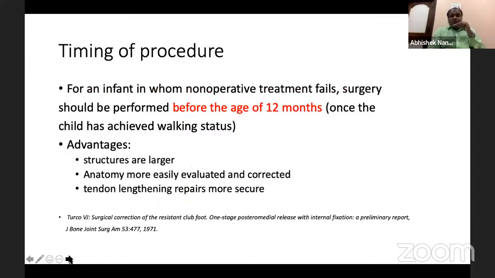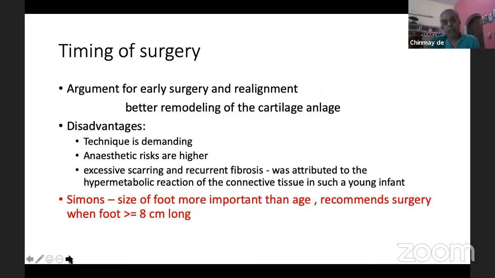So again, the timing of the procedure, I don't want to go into. Some say it should be done before around 1 year of age because the structural anatomy is better and repair is better. Some say we have to do it early because the cartilage remodeling is better. The disadvantage is that if we release at an early age, it will lead to recurrent fibrosis. But Simmons has given us data that roughly if the foot size is around 8 centimeters long, you can go ahead with a soft tissue release.